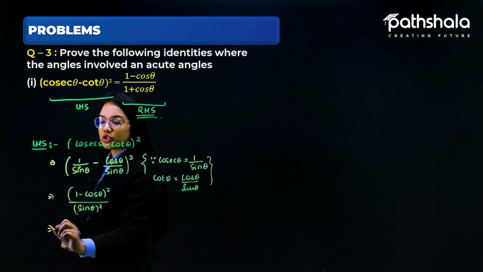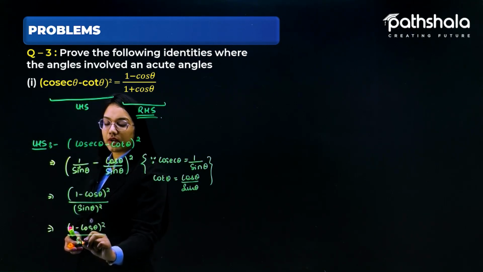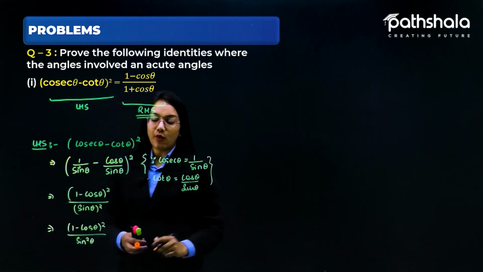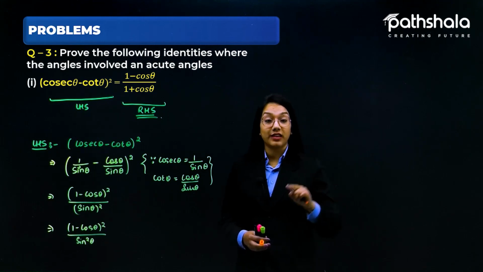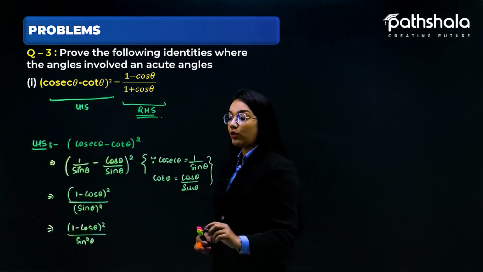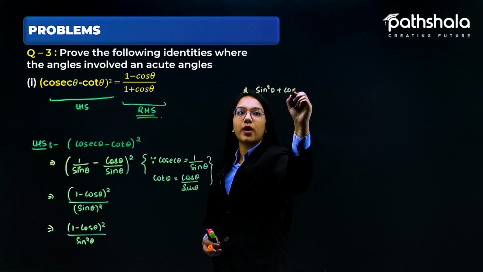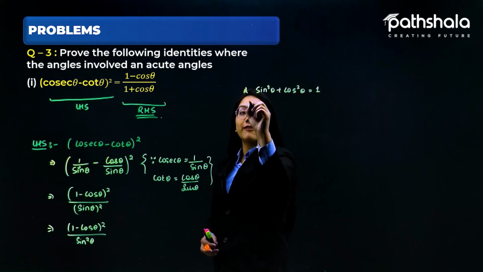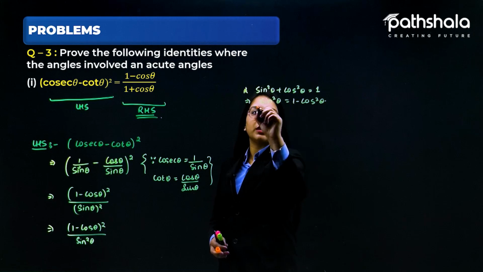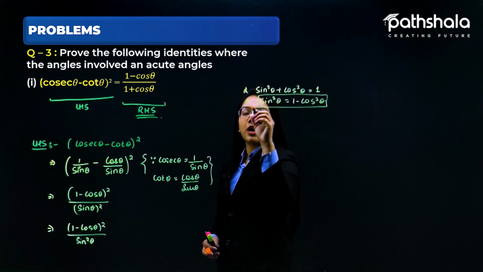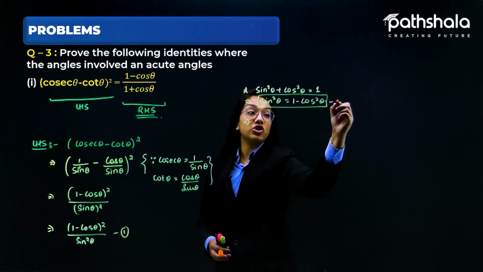Now (1 minus cos theta) whole square divided by sine theta whole square can also be written with sine square theta in the denominator. Now we know a particular fact that sine square theta plus cos square theta is equal to 1. Since we are using this fact, we can find the value of sine square theta from here, which is 1 minus cos square theta. So using this identity in this equation, let us take this as 1 and this as 2.